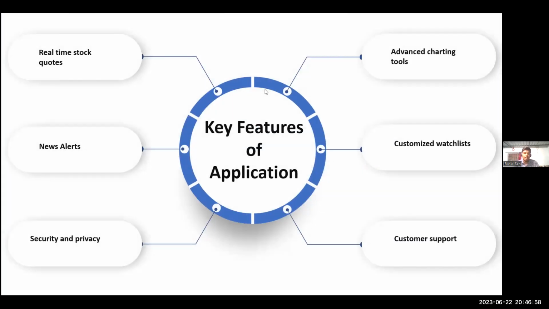So, the next slide. Here are some key features that we need to implement in our application, like real-time quotes, advanced charting tools, news alerts, customized watchlists, security and privacy, and customer support. These are the key features that need to be implemented in our application. In the upcoming slides, I will show you the key features one by one.